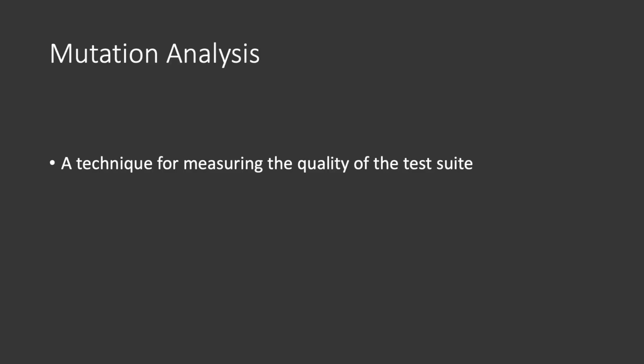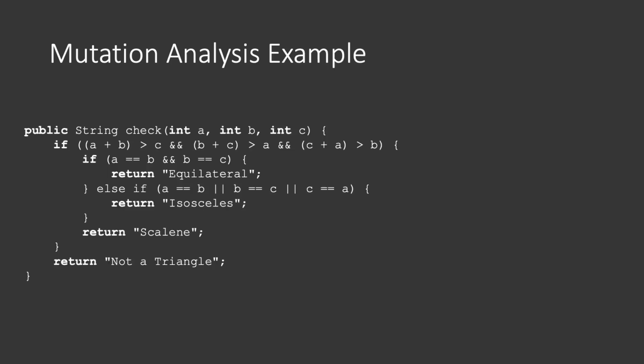Mutation analysis is a program analysis technique intended to measure the quality of a test suite by counting the number of injected artificial bugs that it can detect. The basic idea is that the more artificial bugs a test suite can detect, the more adequate it is and the more likely it will detect real bugs. Let's look into an example.